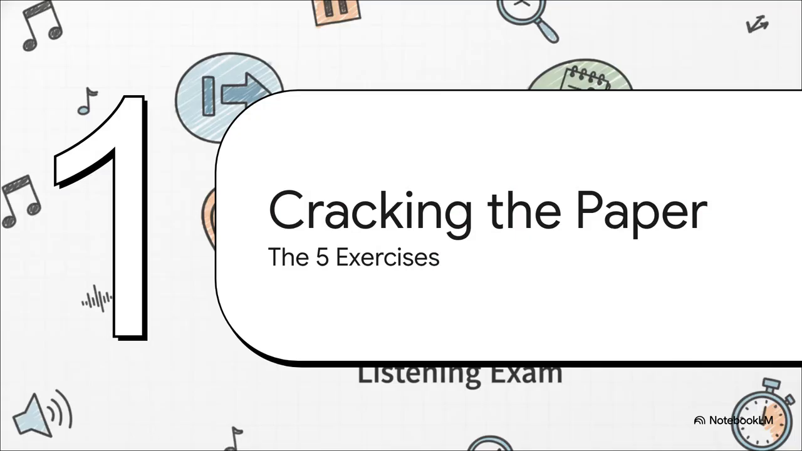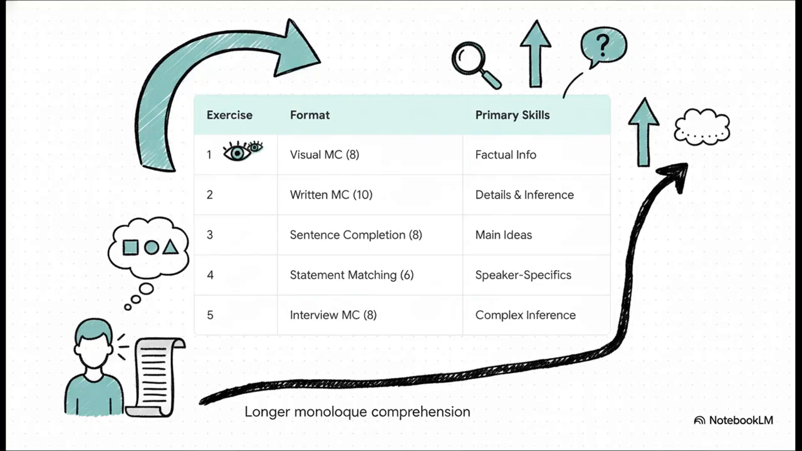So, if we're going to master this thing, we have to understand it from the inside out. Let's start by cracking open the structure of the paper itself and take a look at the 5 different exercises your students are going to face. The exam is actually pretty clever in how it builds up. It starts off with some visual multiple choice questions, just gathering basic facts. But then it really ramps up, testing more complex skills like understanding specific details, different opinions, and even implied meaning. And that third exercise, that longer monologue, that's a real test of listening stamina. So it's not just about skill, it's about endurance too.